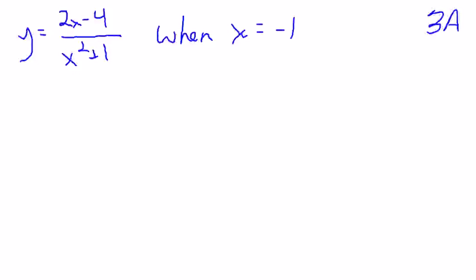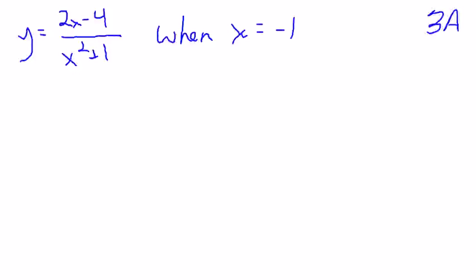3A from your study guide. This is a tangent line question. So they're giving you a function and they ask you to find the equation of the tangent line to the curve when x is equal to -1. So the first thing I'm going to do is derive the function, the fraction that I have over there.